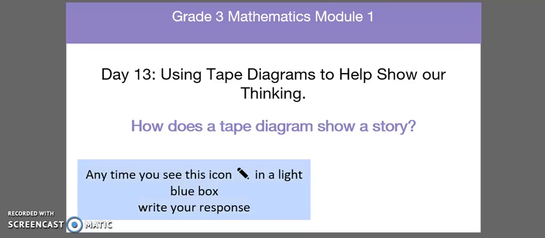Sunarine, and today's lesson will look at how does a tape diagram show a story. Before we get into today's lesson, we're going to discuss what is a tape diagram.